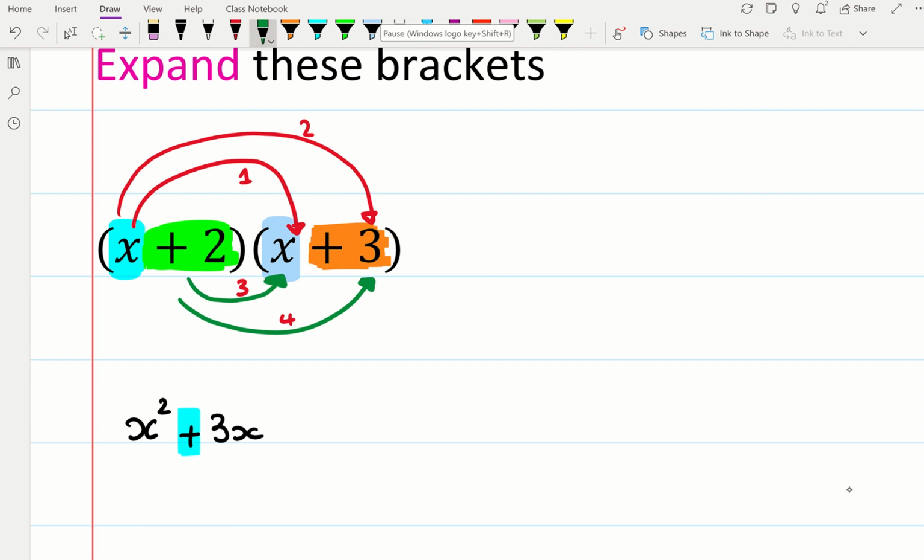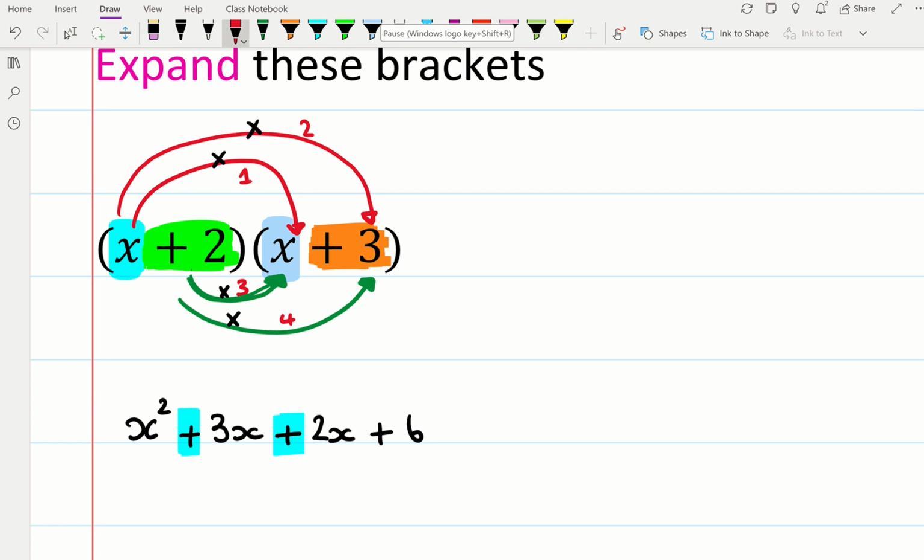And then I go to number 3, the third arrow, from 2 times x is a +2x. It's plus because it's a positive number. You have to put that plus. And then the final arrow, 2 times 3. I'm multiplying, not adding. 2 times 3. It's all multiplications. I'm multiplying. Is +6.